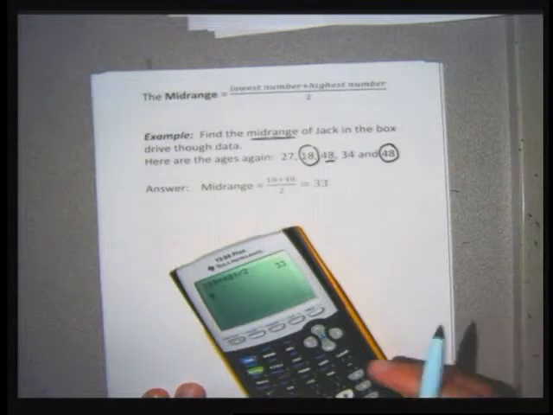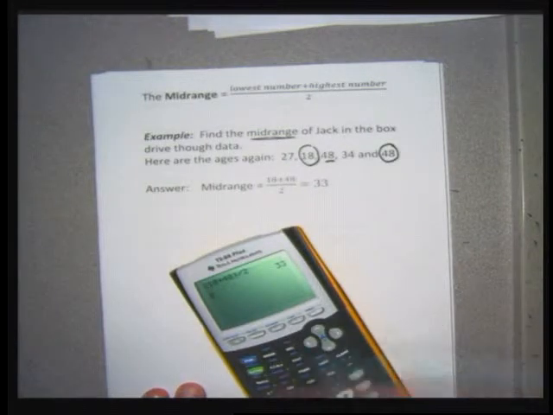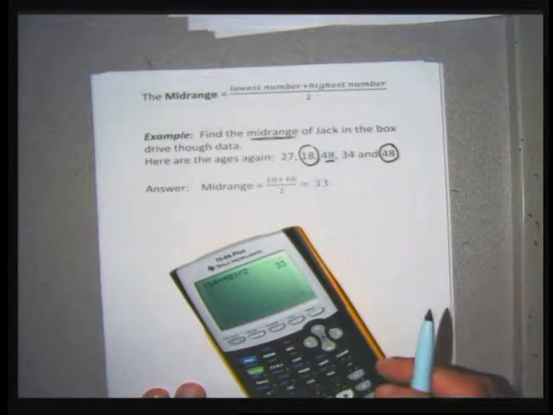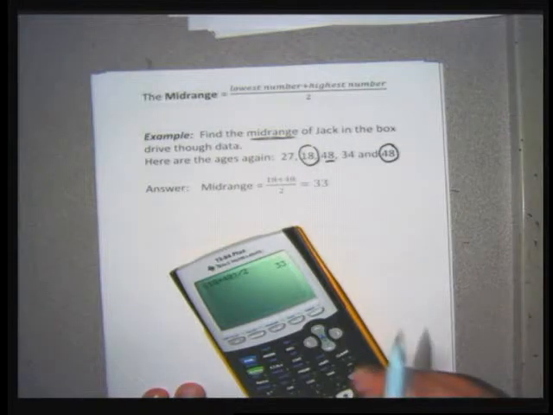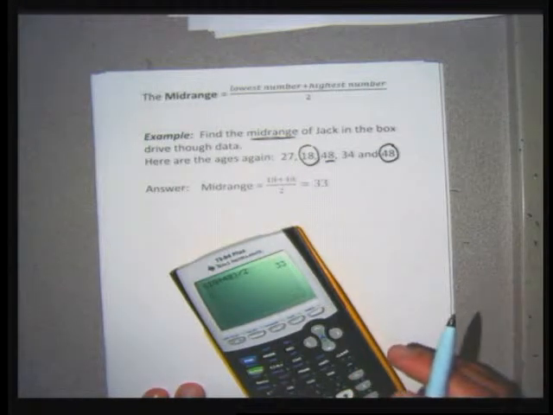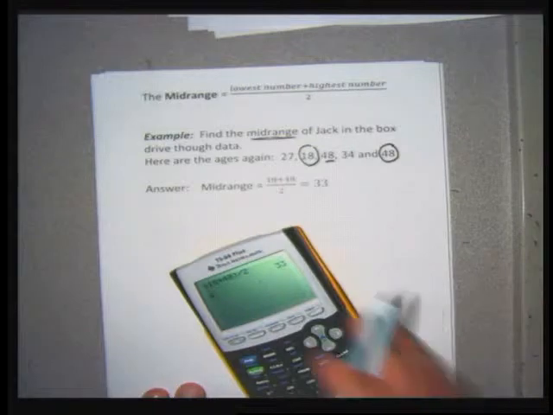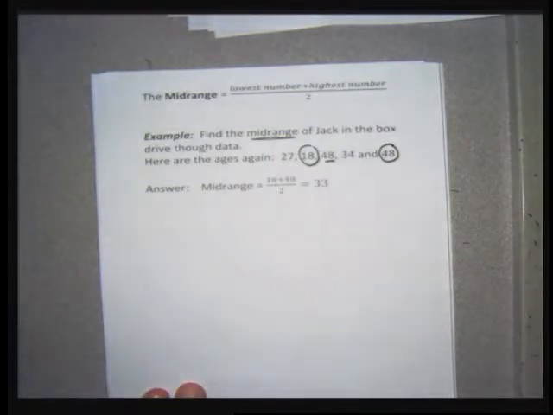Mid-range isn't something that I really ever use. I'm required to teach it, so I'm teaching it. But mean, median, and mode you hear frequently. Mid-range, it's really infrequently ever mentioned in statistics classes.